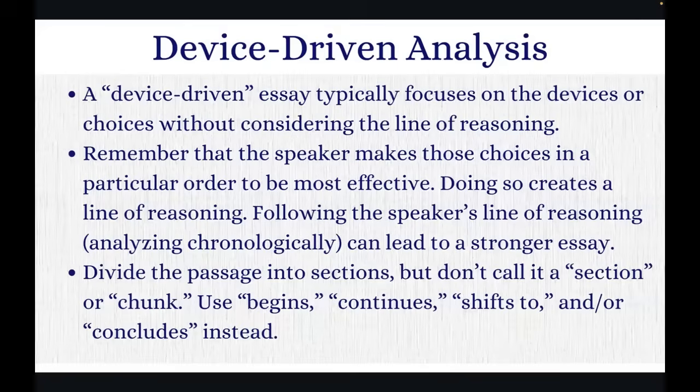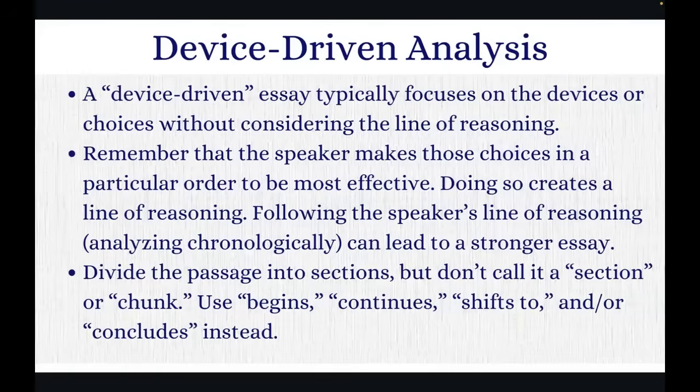Here's how you go from device-driven to a chronological analysis. Your body paragraphs are still going to need a clear main idea, and that main idea will be a choice. However, instead of trying to find each instance of that choice throughout the entirety of the passage, you're going to divide the passage into sections. Usually, students can divide a rhetorical analysis passage into either 2 or 3 sections because the passages tend to be between 600 and 800 words. The sections do not need to be equal length, and you can have more than 3.